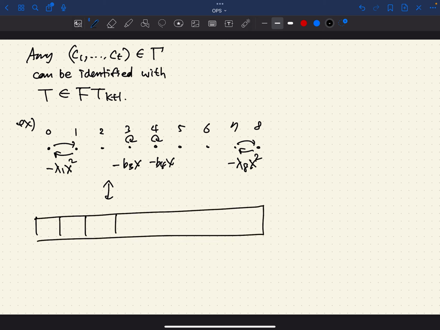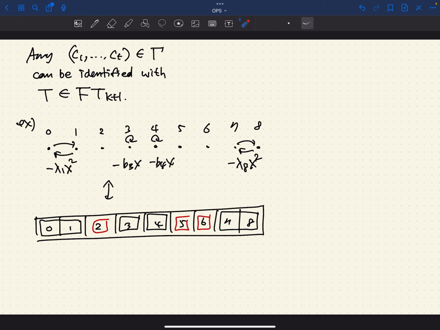0, 1, 2, 3, 4, 5, 6, 7, 8, where a 2-cycle corresponds to a domino, and a single cycle of length 1 corresponds to a black monomino, like this. And these are red monomino. Missing points correspond to red monomino. And here we have to multiply. This has weight 1, this has weight minus b3x, etc.